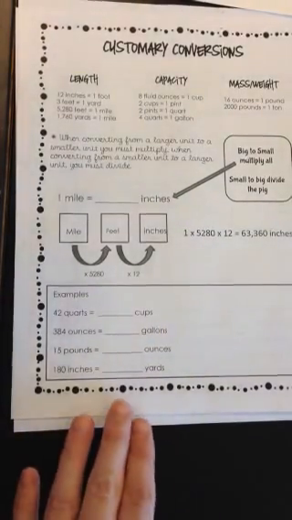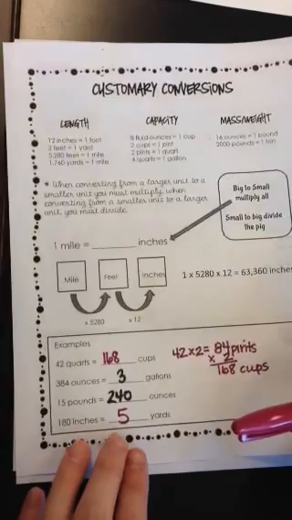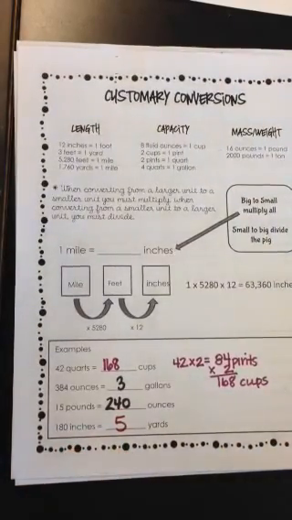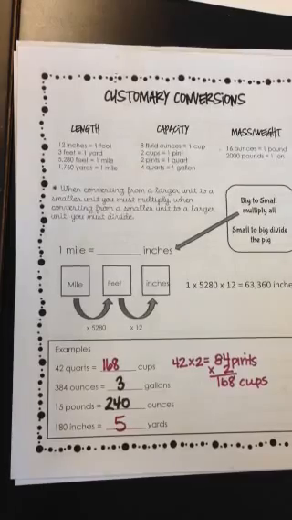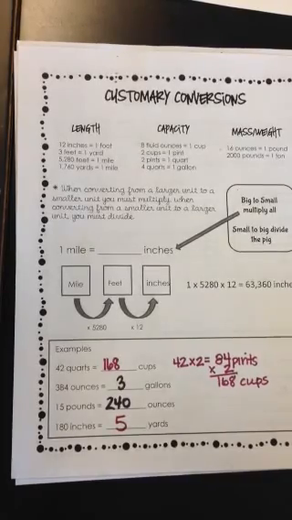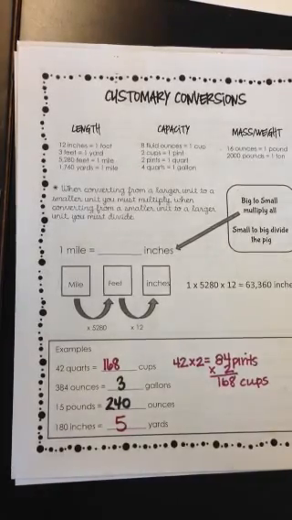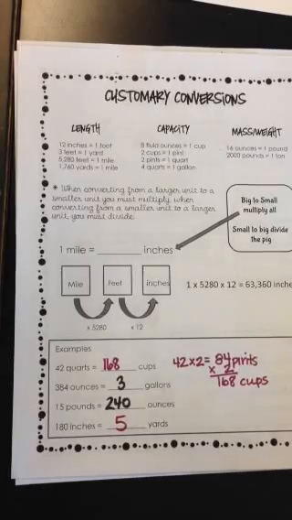Okay, so hopefully you've taken enough time and you have checked over your work. So you can see that 42 quarts is 168 cups, 384 ounces is 3 gallons, 15 pounds is 240 ounces, and 180 inches is equal to 5 yards.